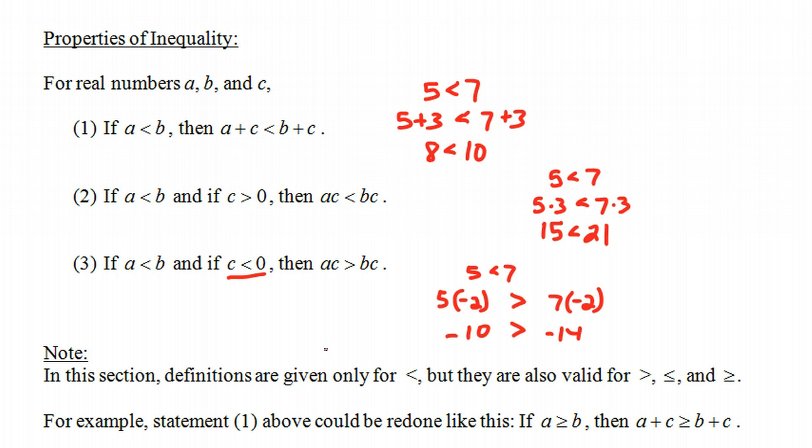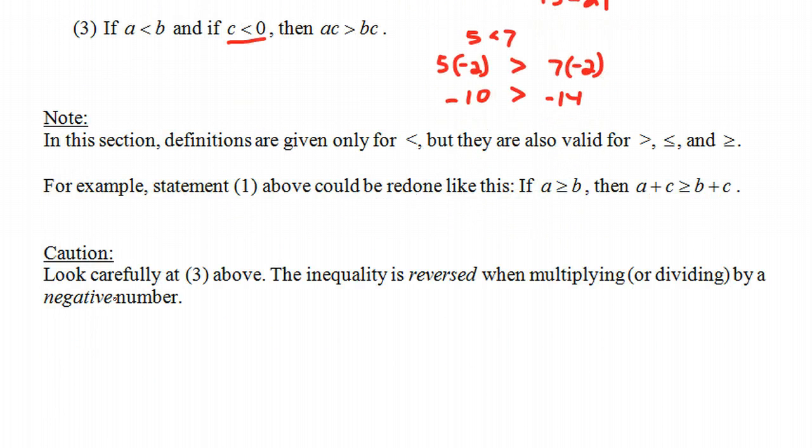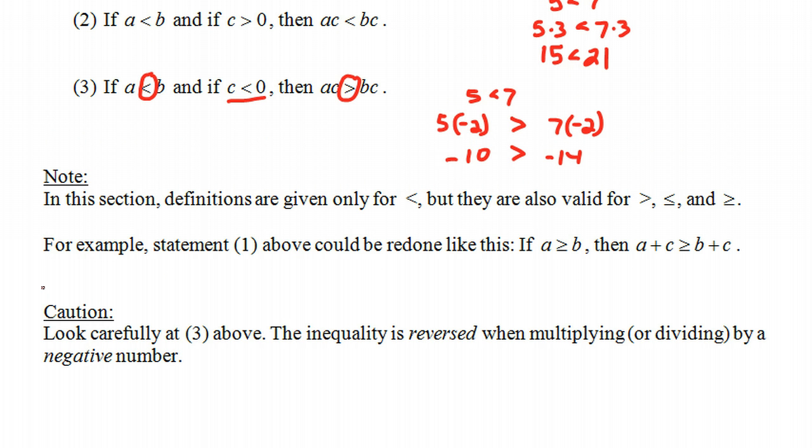And again, I want to mention this caution here that this inequality, A is less than B, gets reversed over here. A times C is greater than B times C when you're multiplying by a negative number. Or dividing by a negative number, because you could think of dividing by a negative number as multiplying by the reciprocal of a number. So whenever you multiply or divide by a negative number, the inequality gets reversed.